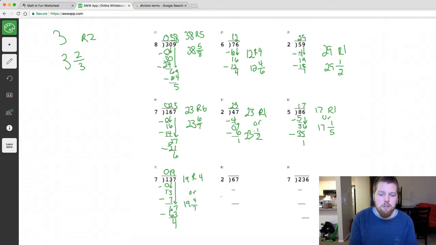Can 2 go into 6? Yes. How many times? 3. 3 times 2 is 6. Subtract. 0. Bring down the next place value. How many times can 2 go into 7? 3 times. 3 times 2 is 6. Subtract 1. That's our remainder. So 33 remainder of 1, or 33 and a half.